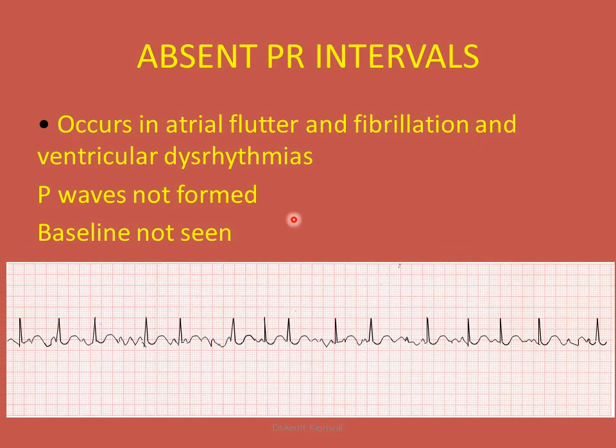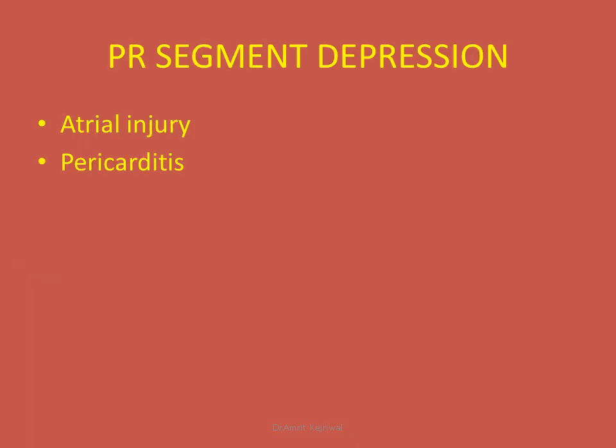Absent PR intervals occur in atrial flutter and fibrillation. P waves are not formed, we can't see any clear P waves and the baseline is not seen. So in such patients you cannot measure the PR intervals. Again, PR segment depression can be seen in atrial injury and pericarditis.